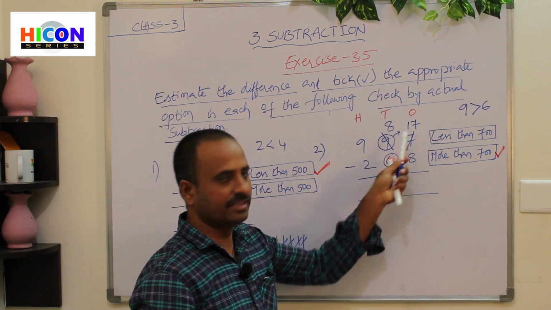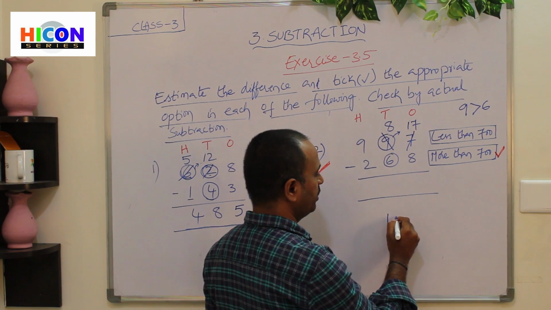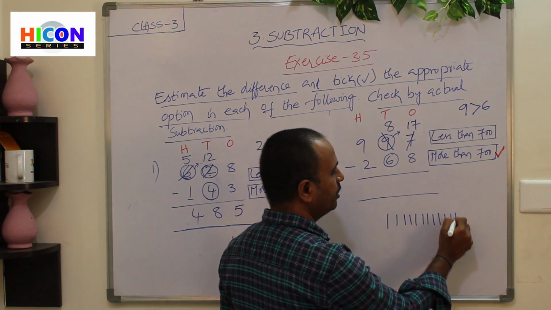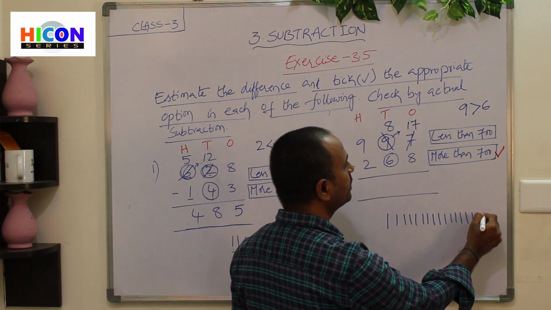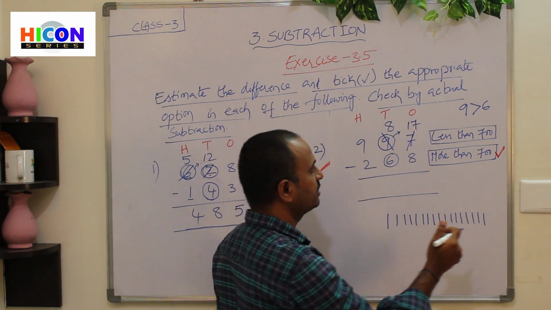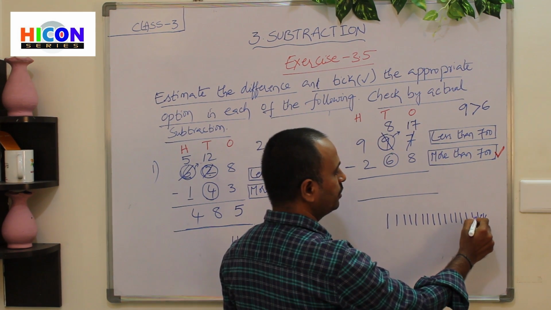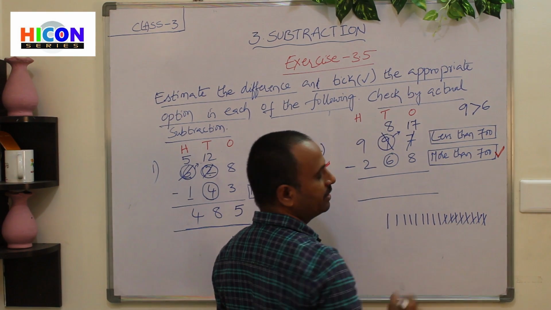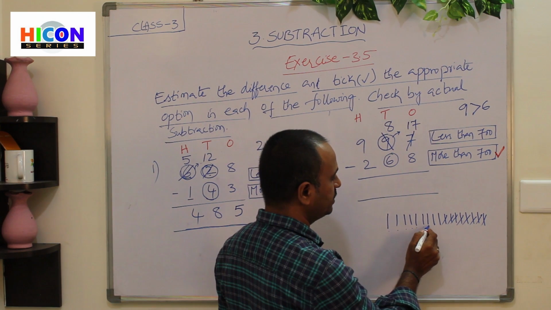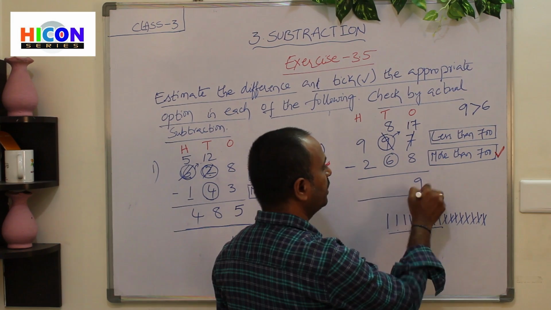The first number is 17, so draw 17 lines in your rough work. 1, 2, 3, 4, 5, 6, 7, 8, 9, 10, 11, 12, 13, 14, 15, 16, 17. What is the second number in the ones place? 8. So strike off 8 lines among these 17 lines. 1 to 8. Children, how many lines are remaining? 1, 2, 3, 4, 5, 6, 7, 8, 9. Total 9 lines remain, so write 9 under the ones place.